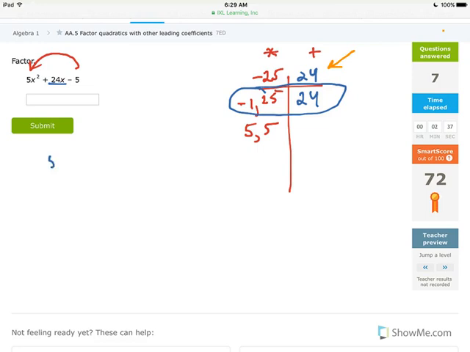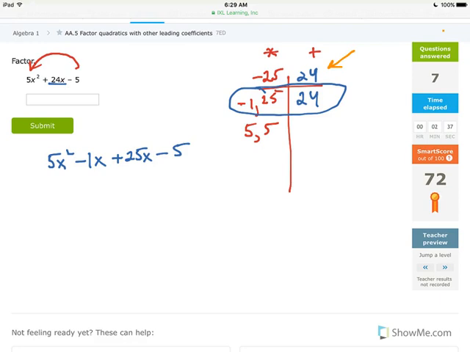So it's going to be 5x squared. Where is that middle term, the 24, coming from? It's coming from a -1x and a positive 25x, and then a -5 on the end.